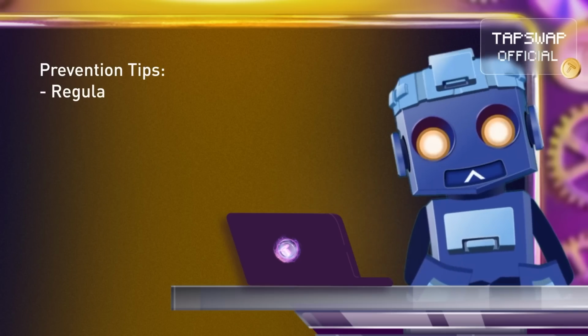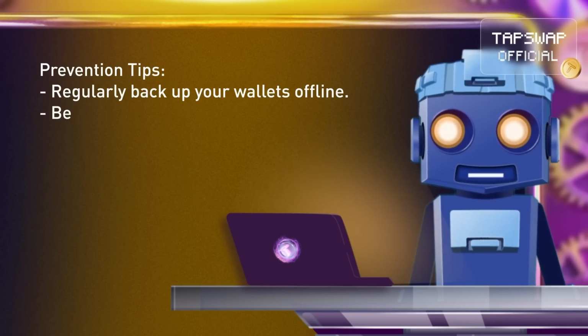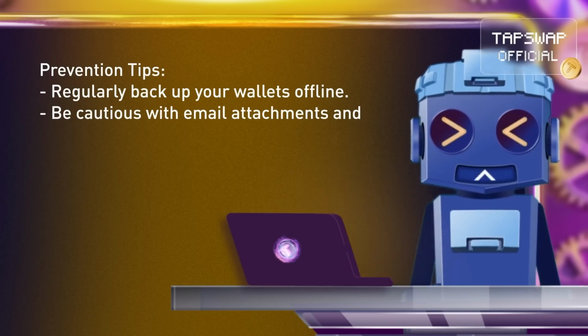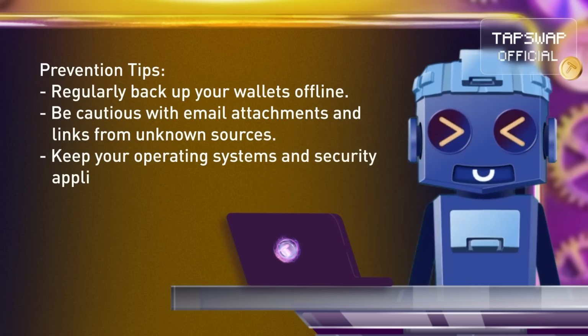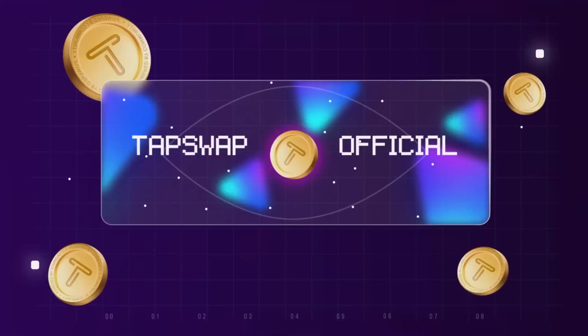Prevention tips: regularly back up your wallets offline. Be cautious with email attachments and links from unknown sources. Keep your operating systems and security applications up to date.